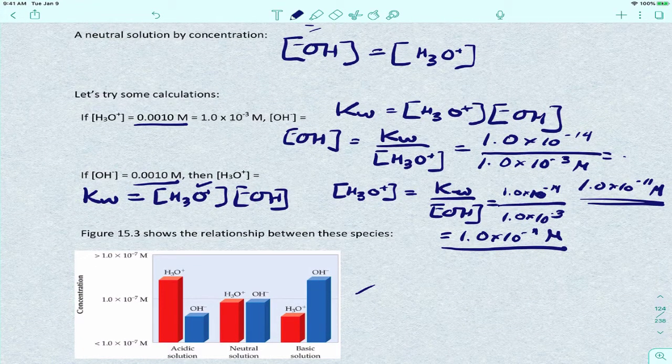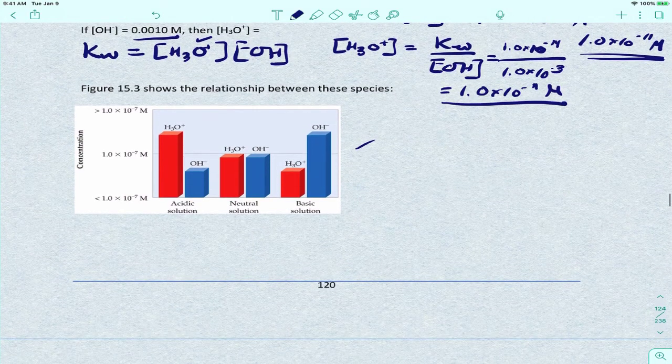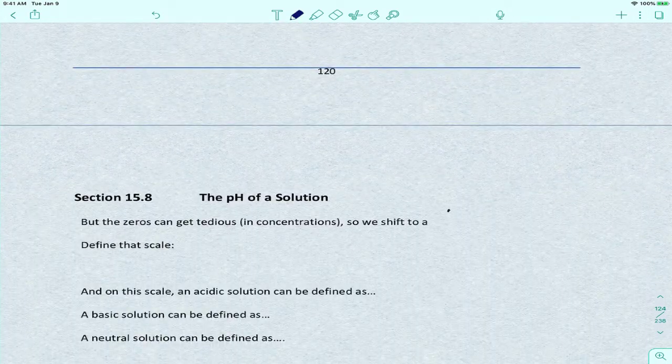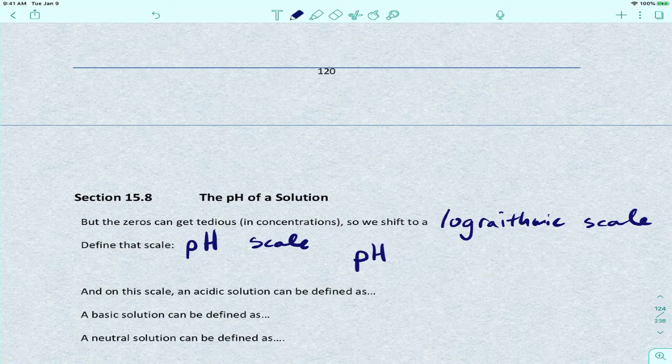We can work with concentrations. It does get a little tedious, especially when we're dealing with numbers as small as 10 to the minus 11th. So we do have a scale that helps us out, and this is going to be based on the logarithmic scale. The way that we're going to define the scale is called the pH scale, or powers of hydrogen. And so the way it works is that the powers of hydrogen, pH, is going to be equal to the negative log of the concentration of H3O plus.